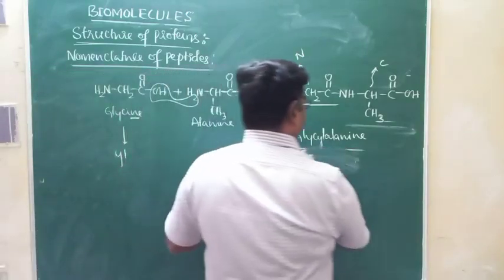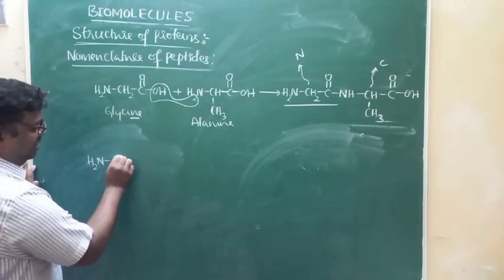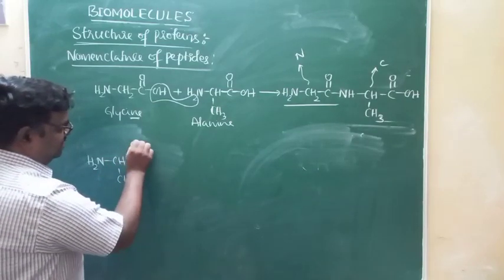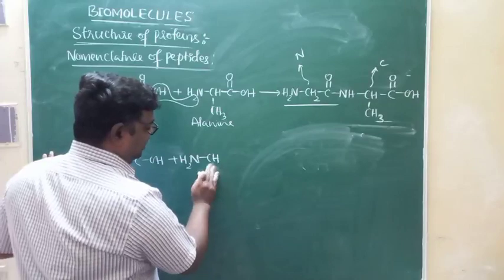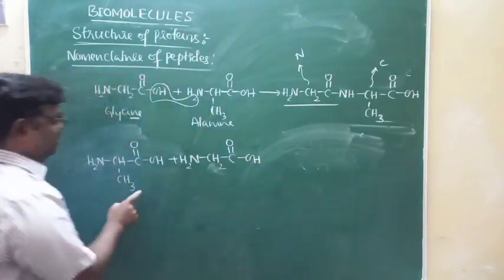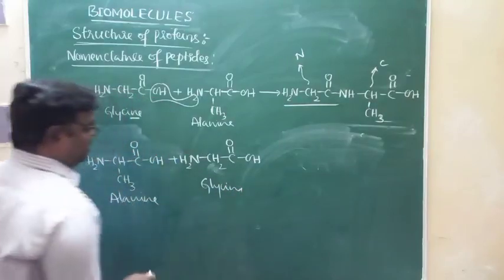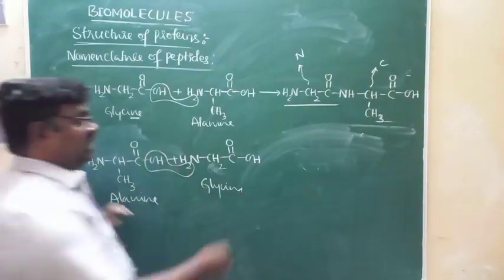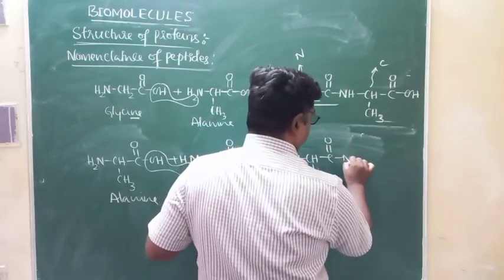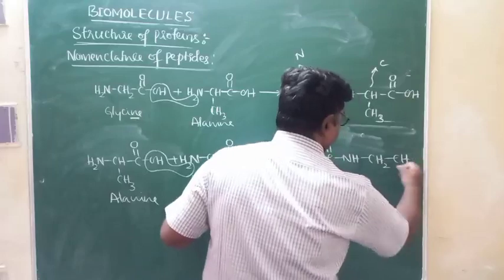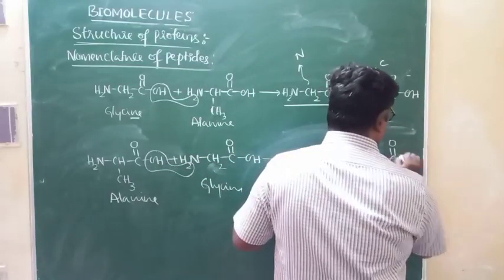Understand this. Suppose the condensation takes place like this: if the carboxyl group of alanine is condensed with the amino group of glycine, let me take alanine and this is glycine, and the condensation takes place like this, that results in the formation of NH2-CH(CH3)-C=O-NH-CH2-C=O-OH.